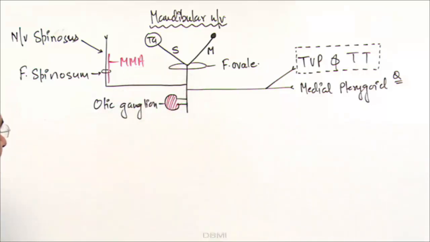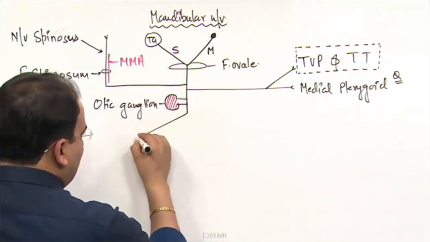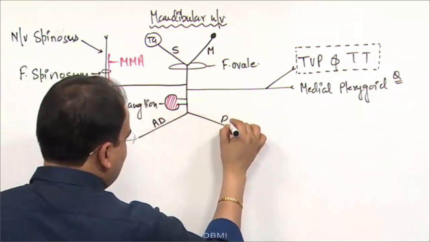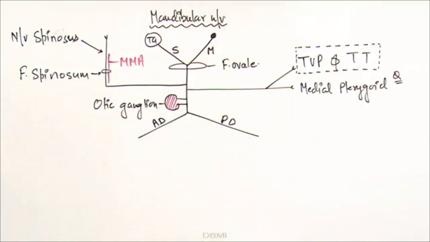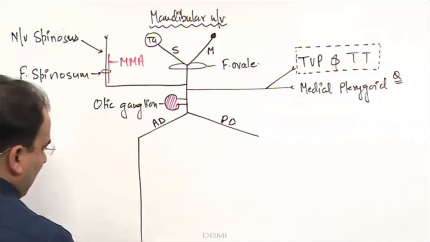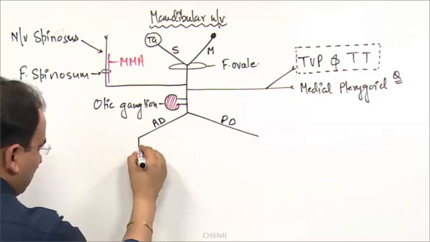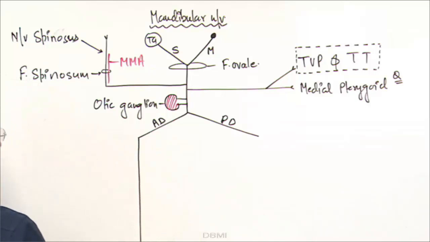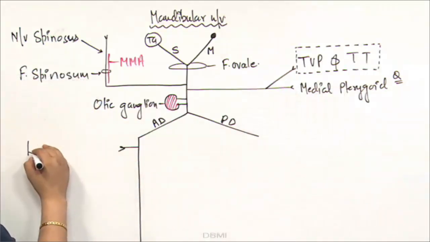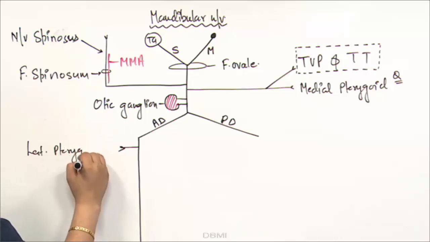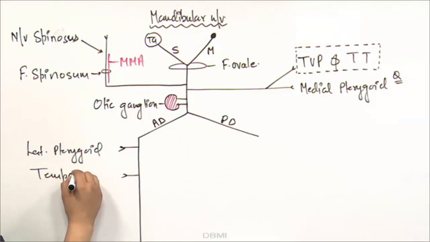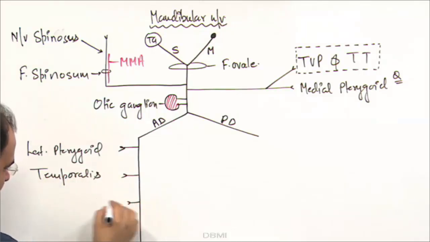After doing it all, the mandibular nerve now divides into an anterior division and a posterior division. Let's say this is the anterior division here, and that is the posterior division. The anterior division will supply the rest of the muscles of mastication. As we said, we have a total of 4 muscles of mastication. We are already done with medial pterygoid, so it will supply lateral pterygoid, temporalis, masseter.